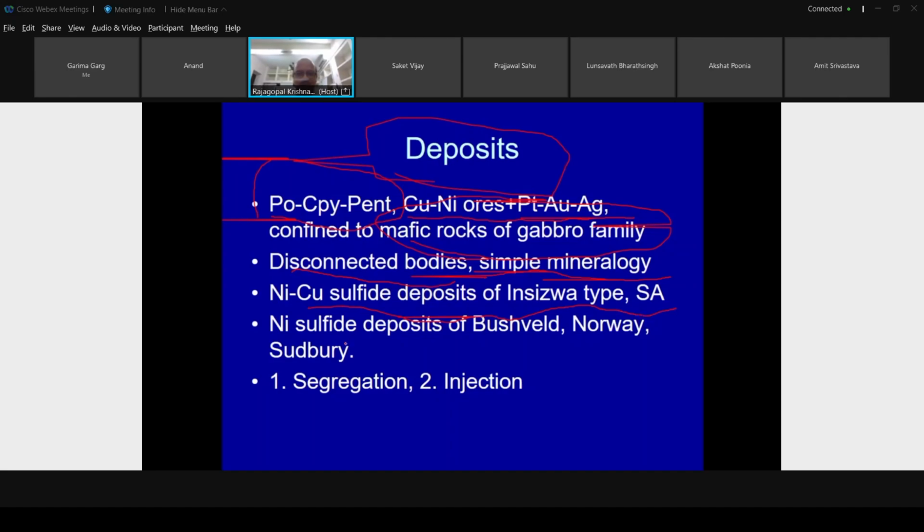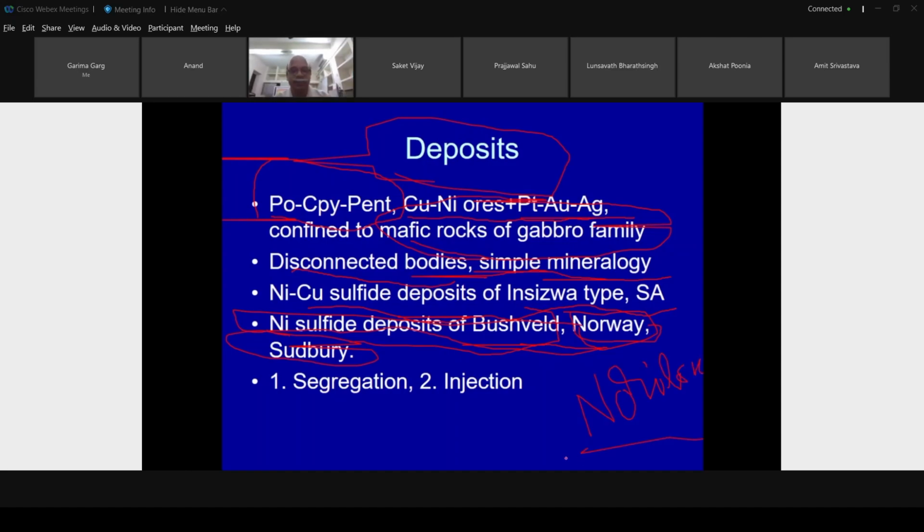The most classical is the nickel copper sulfide deposit in Zimbabwe, then the nickel sulfide deposit in Bushveld, South Africa. Norway is a separate country, Scandinavia. You do have Sudbury in Canada, and of course recently people talk about Norilsk, that is in Russia.